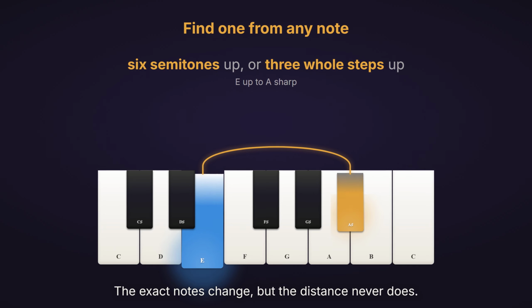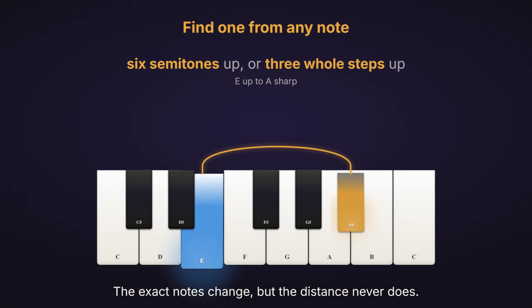You do not need to memorize long lists. From any note at all, 6 semitones up, or 3 whole steps up, gives you the most restless interval in music. Now you can find it, name it, and hear it coming.